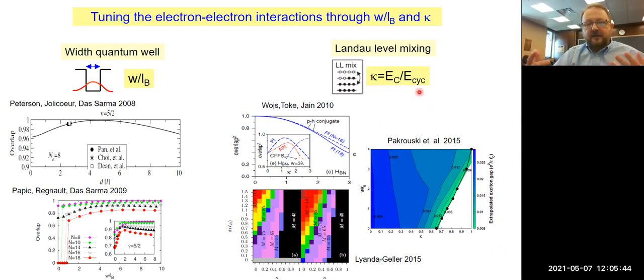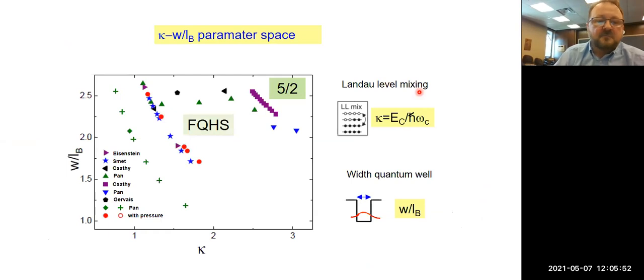So we would like to figure out where we are for the nematic phase whenever we tune these parameters. This is a plot of the Landau level mixing on the horizontal scale and the dimensionless width of the quantum well on the vertical scale. Basically, for all the samples I could find in the literature prior to our work in which a fractional quantum Hall state developed, these symbols are places where fractional quantum Hall states have developed.